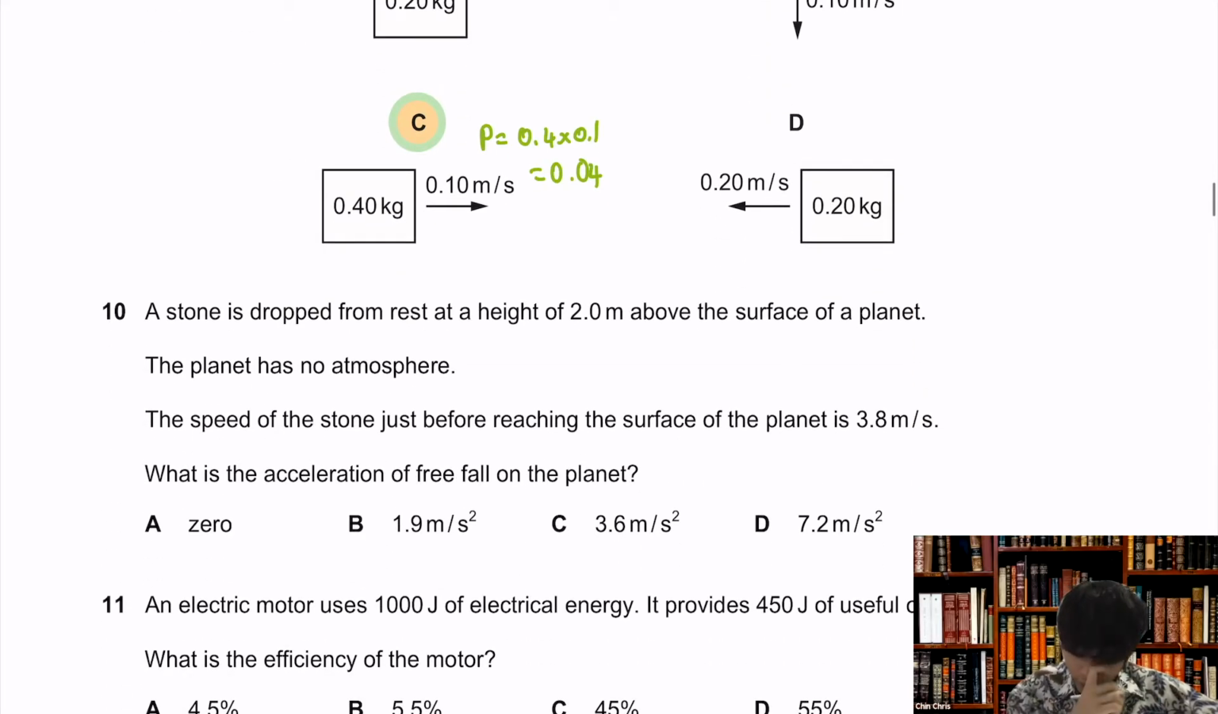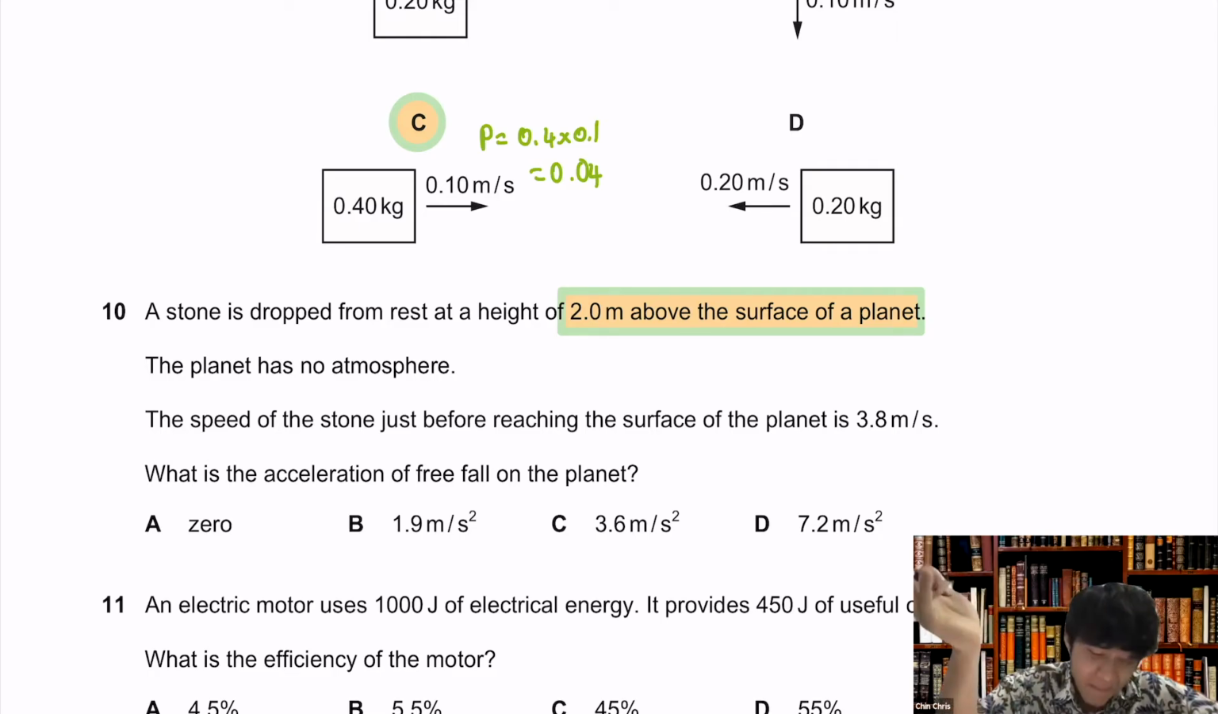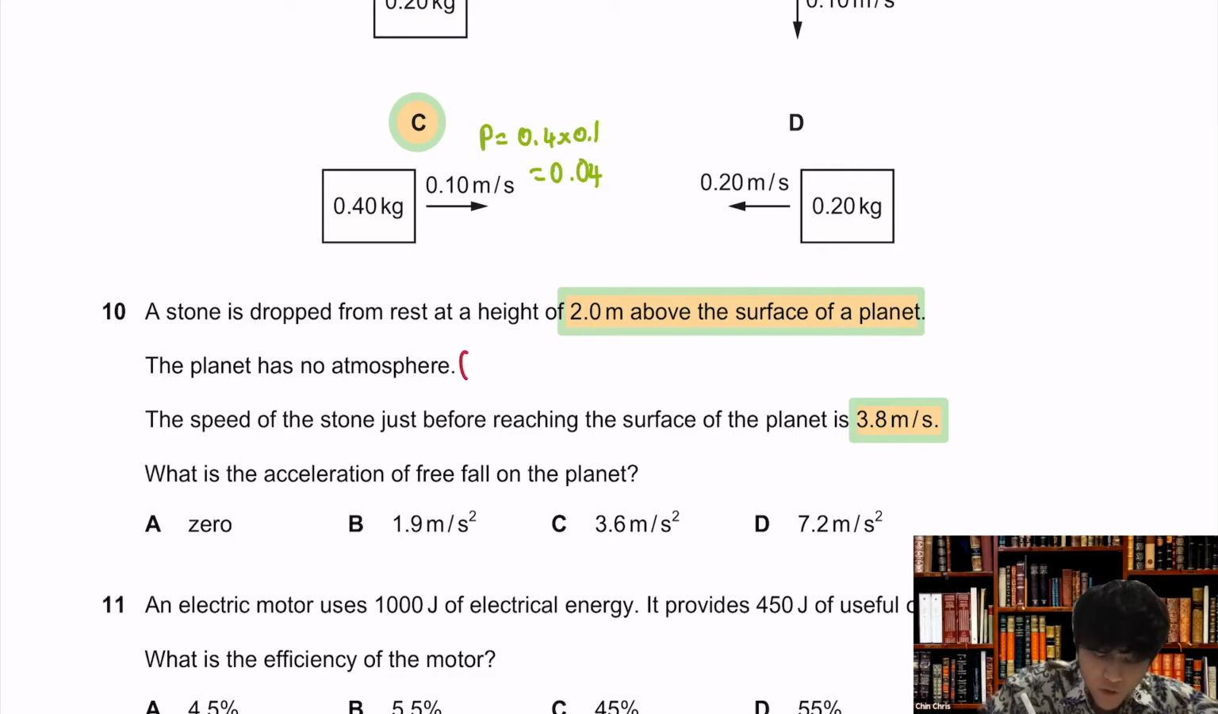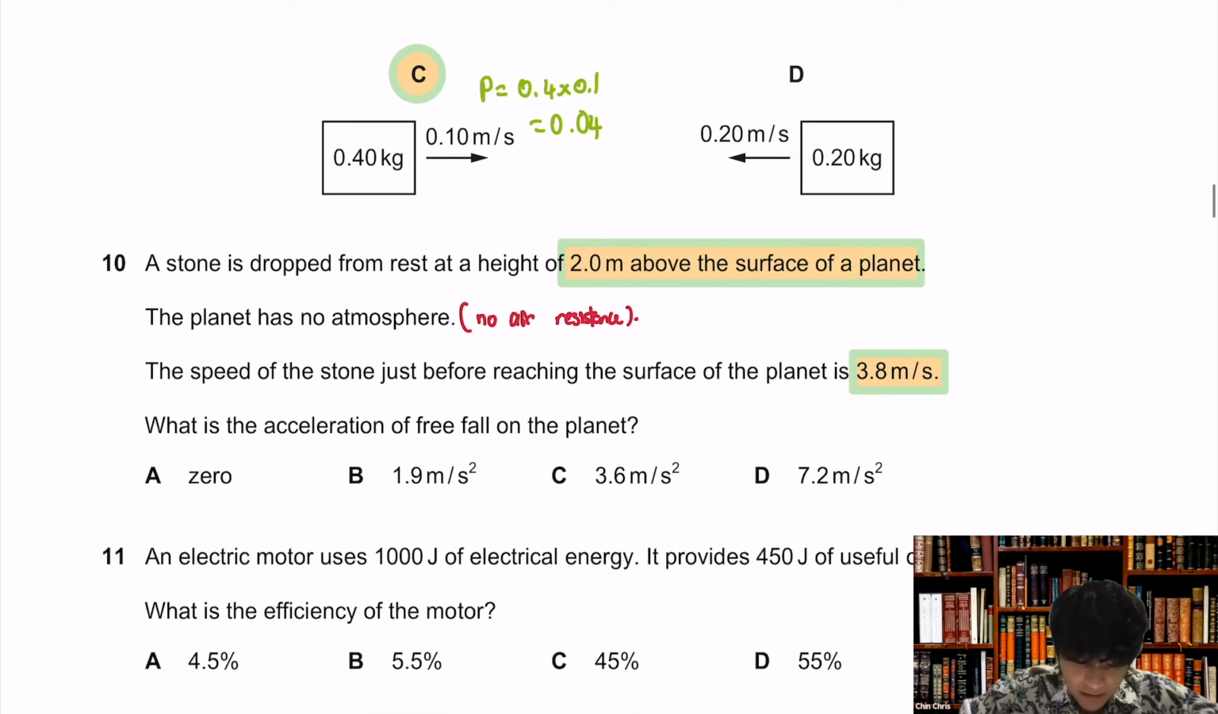A stone is dropped from rest from a height of 2 meters above the surface of a planet. The planet has no atmosphere. The speed of the stone just before reaching is 3.8. What is the acceleration of free fall of the planet? Since there is no atmosphere, you can assume that there is no air resistance, yeah? When there is no air resistance, what is the acceleration?